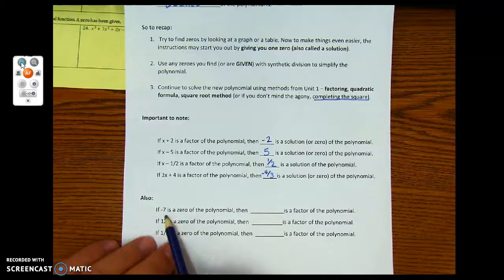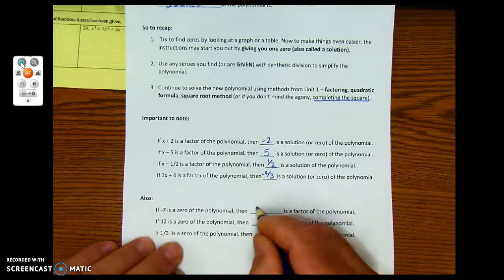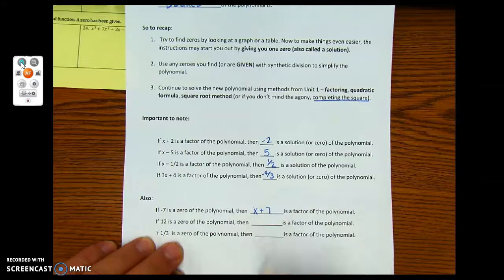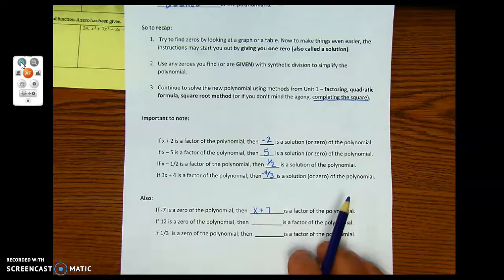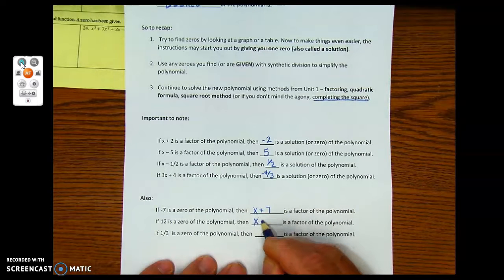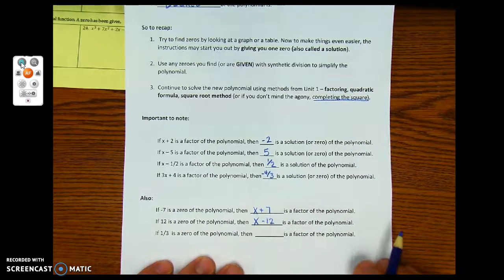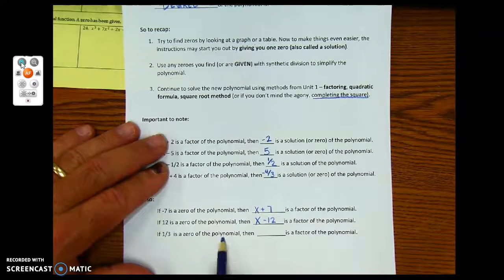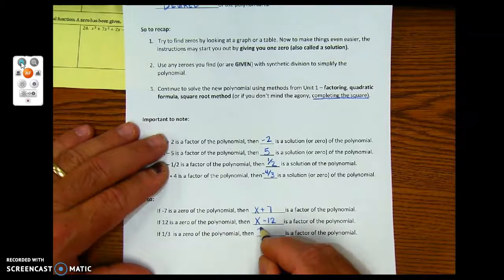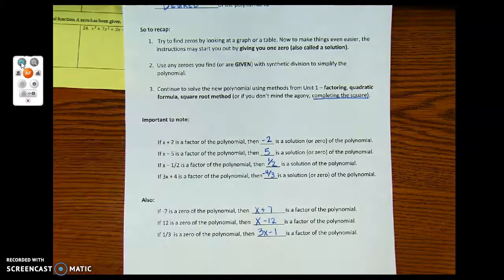Also remember, if negative 7 is a zero of the polynomial, that means x plus 7 is a factor. If 12 is a zero of the polynomial, that means x minus 12 is a factor. If 1/3 is a zero of the polynomial, that means 3x minus 1 is a factor of the polynomial. Okay, that's the notes.